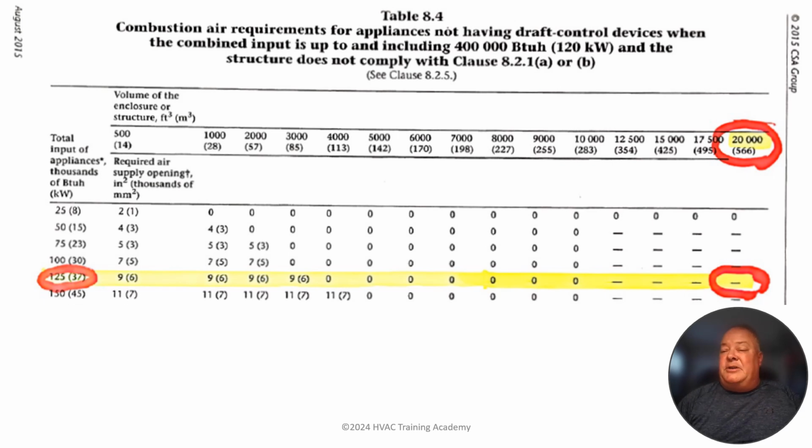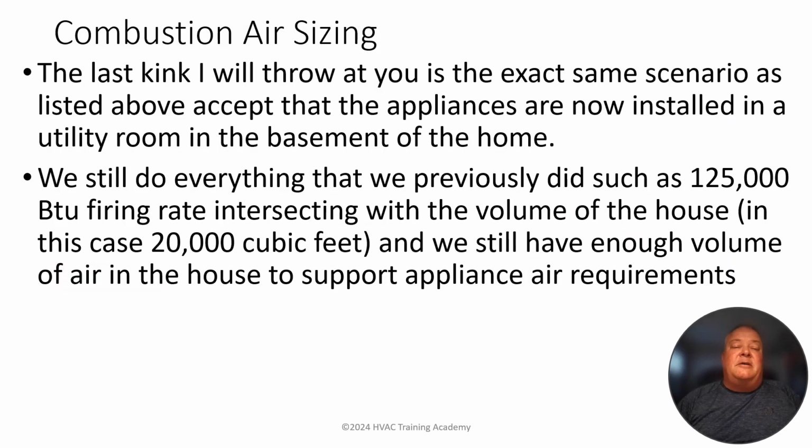Again, you can see looking across the table, 125,000 BTU and matching it up at 20,000, you see a dash there indicating that there's enough air in the house. The last case, again same as above, only installed in the utility room. Same question. Still going to be 125,000. Volume of the house is still just over 21,600 cubic feet.